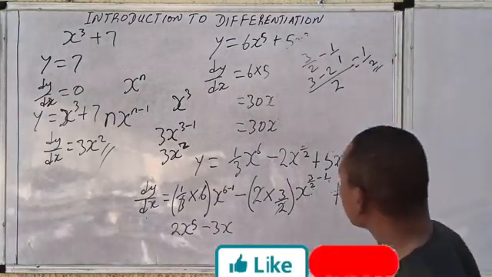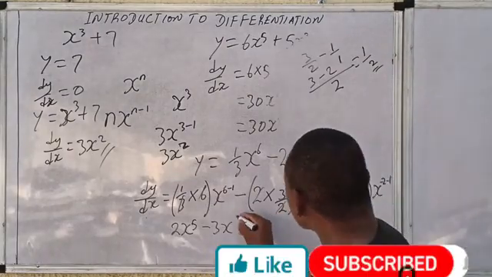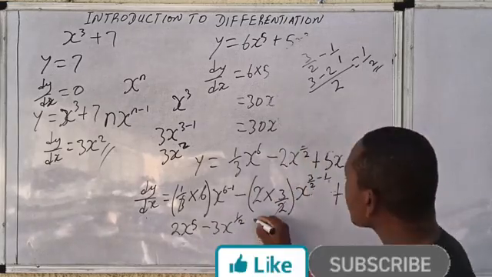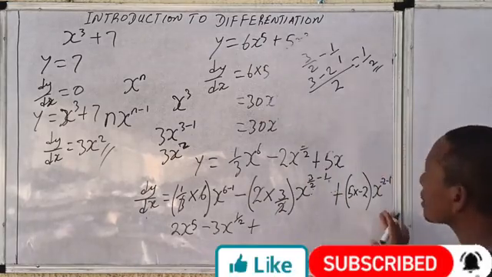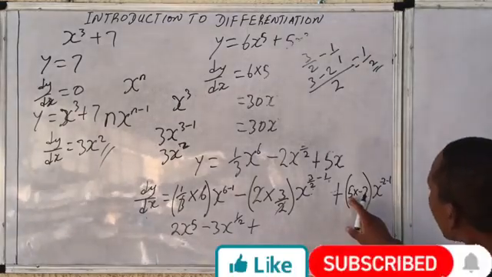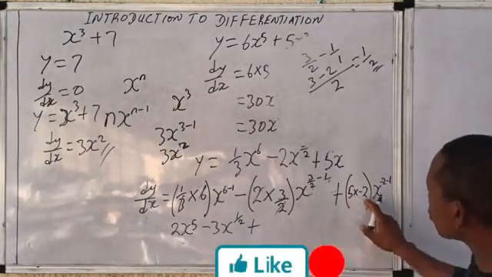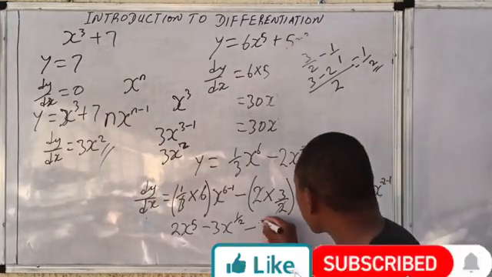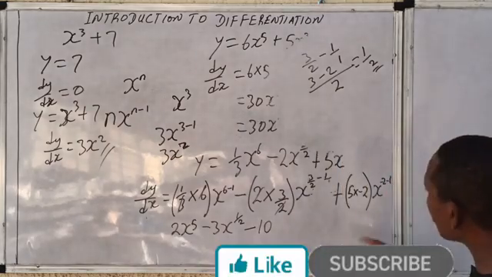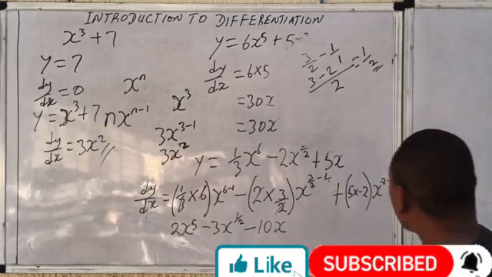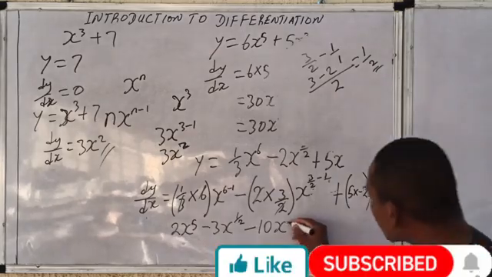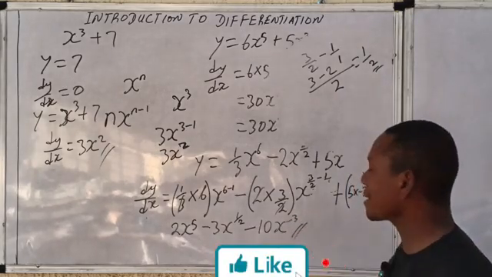So you realize that this 3x is now raised to power 1 all over 2. Then the last part that you have is this. 5 times minus 2 is actually minus 10. So you now have minus 10, then here you have minus 10x raised to power minus 2 minus 1, which is minus 3. So this is our answer.